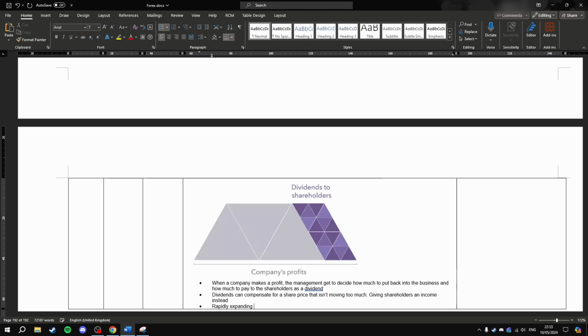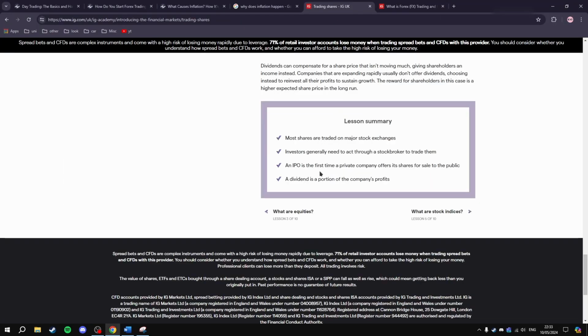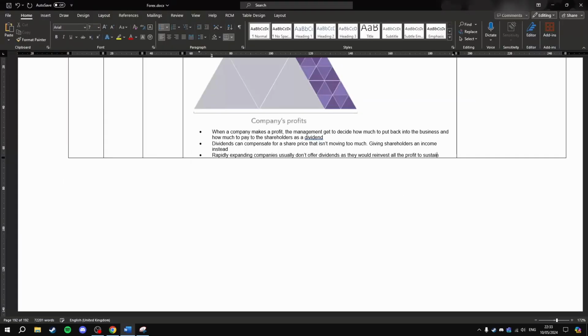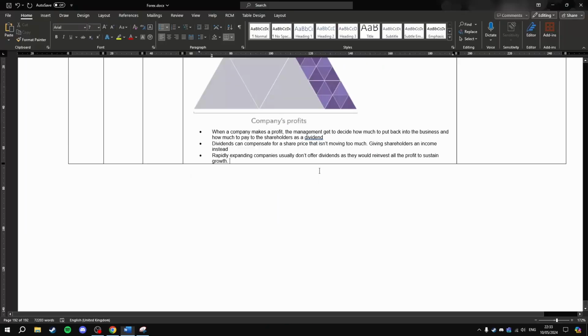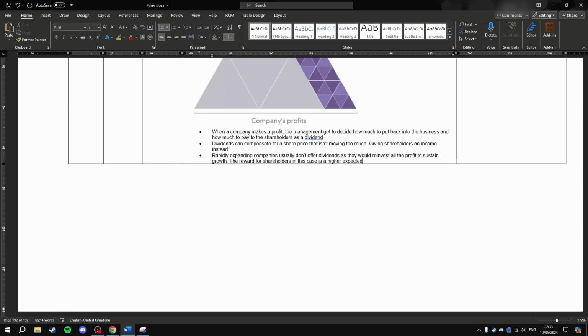Rapidly expanding companies usually don't offer dividends, as they would reinvest all the profits to sustain growth. The reward for shareholders in this case is a higher expected share price in the long run.